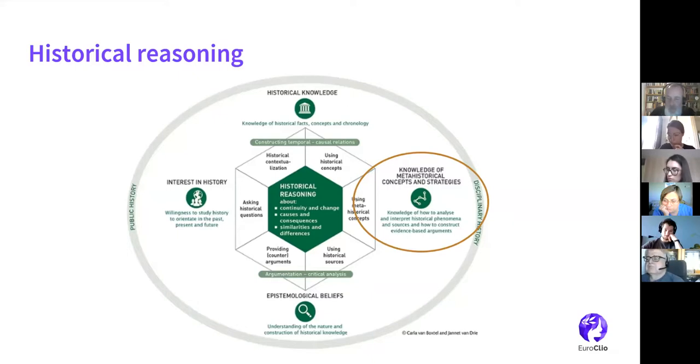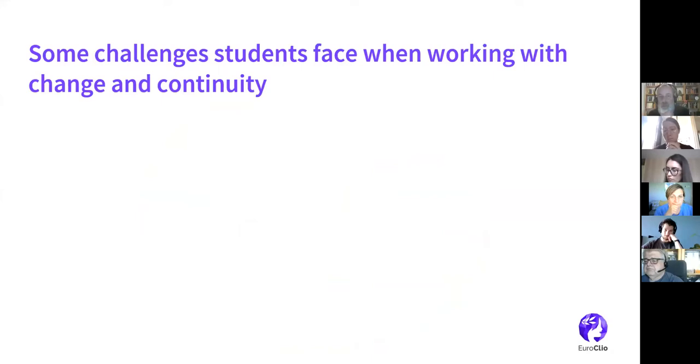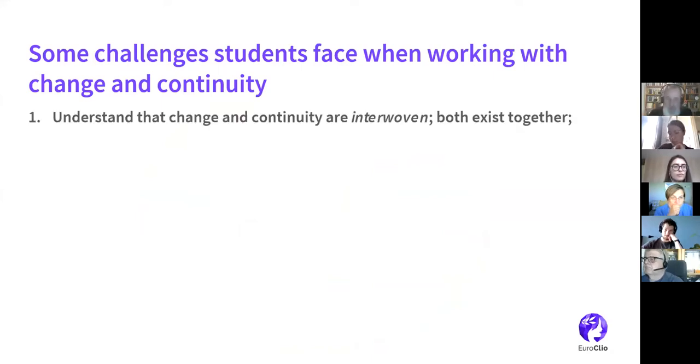What challenges do they have with change and continuity? Well, first of all, I find that my students understand change and continuity as opposites. They don't understand them as being interwoven. Both exist together. It's not that there is just change or just continuity, right? Something changes, something stays the same. And my students, when they start doing history, want to know, but sir, is it a matter of change or is it a matter of continuity? And we have to train them and say, no, they're both present. The question is, how do they relate to each other? How do they work with each other? What does change? What does stay the same? How can we relate it to each other? So this is the first challenge.